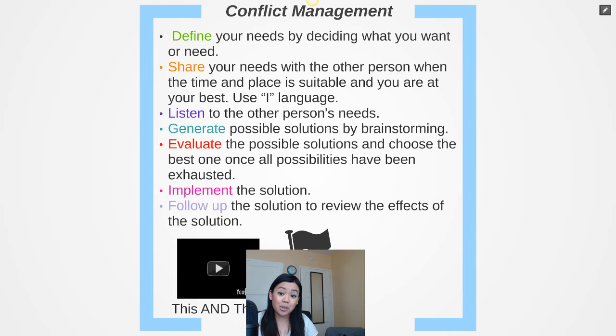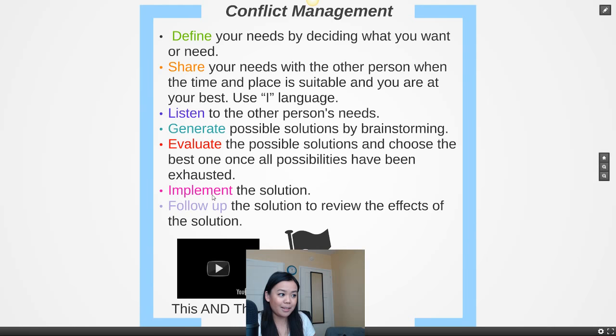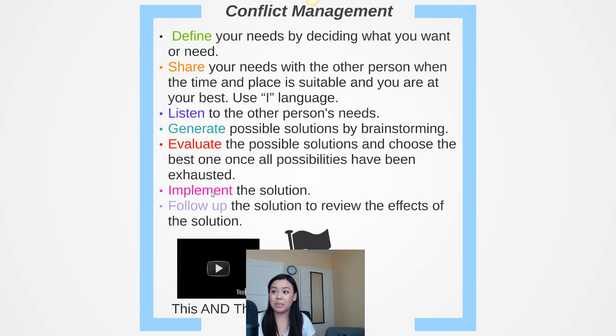The key thing here is also to follow up. A lot of people implement, so they pick a solution, right? They get to that pink, second to last step, and then they never follow up. And that's so important, to check back in with that person and be like, hey, so we decided to resolve our conflict this way. Do you like how this is playing out? Do you like how it's working? Because you might have brainstormed and evaluated your solution, but maybe it didn't work out or play out in the real world as you imagined it would.